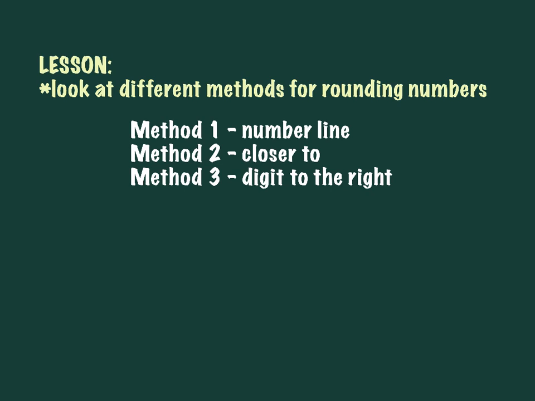And that brings us to our lesson today. Our lesson today will involve looking at three different methods to round numbers. The first method is using a number line. The second method we're going to call closer to. And the third method we're going to call digit to the right. And I am going to show you each of these methods, and then you can decide which method you think works best for you.